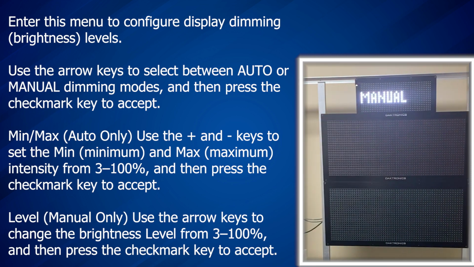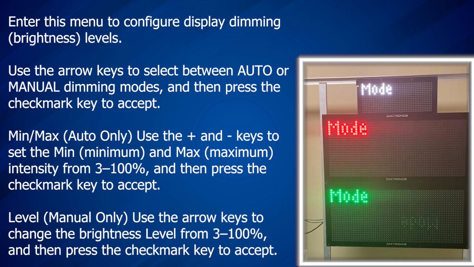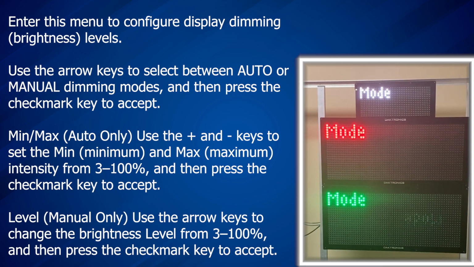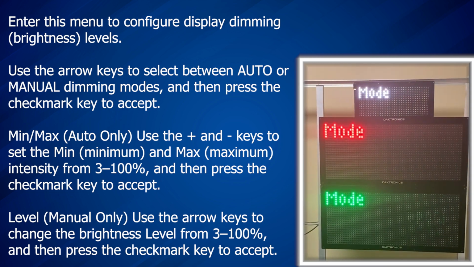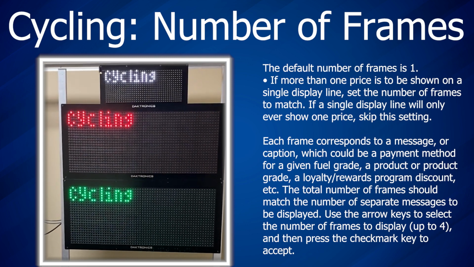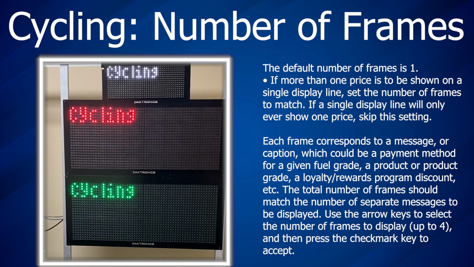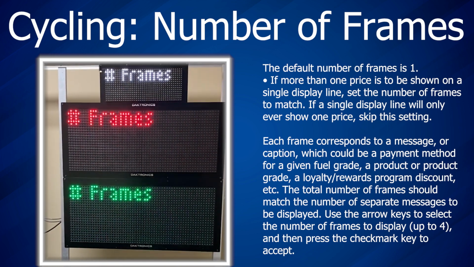For the manual only, you will see level. Use the arrow keys to change the brightness level from 3 to 100%, and then press the checkmark key to accept. Now we are at the cycling menu. This will allow you to set the number of frames and hold times if using more than one frame.